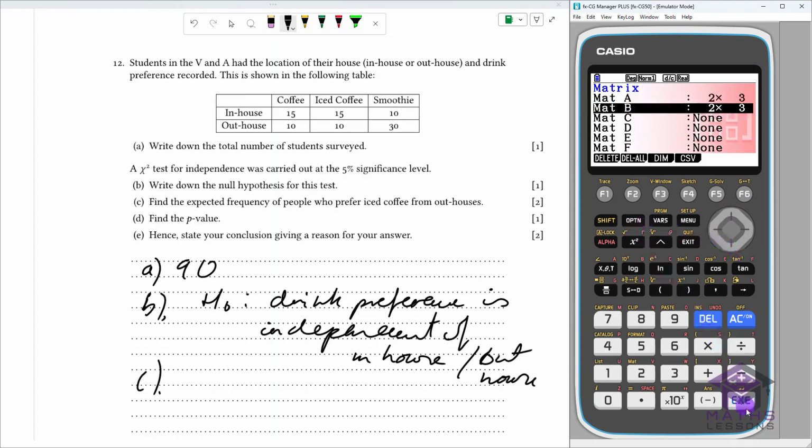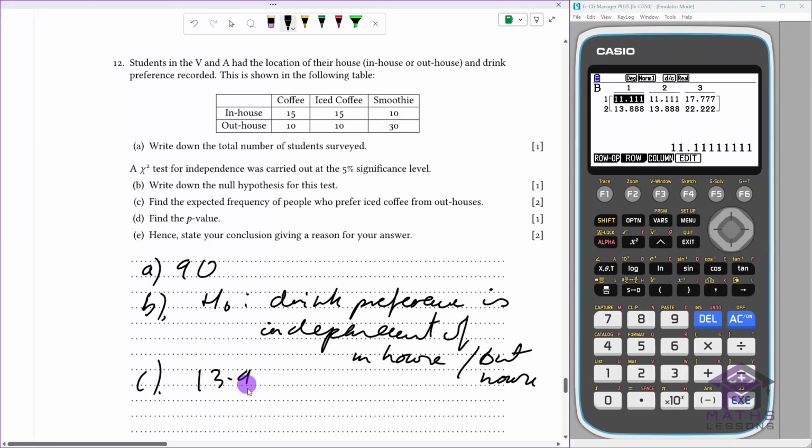Go down to matrix B, look at that, and then look at the cell which is iced coffee outhouse. So that's 10 on here. And on here is 13.88. So we just write in that value, 13.9 to 3SF.